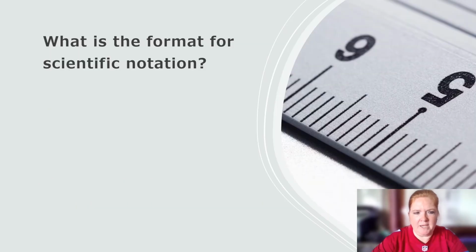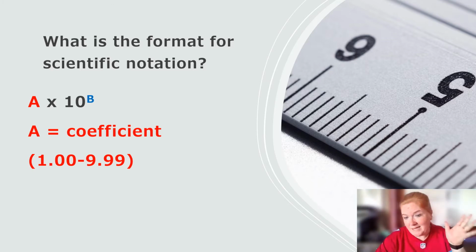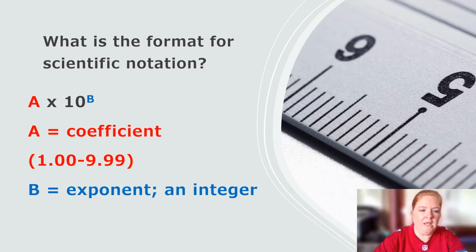So what's the format? Well, it's a times 10 to the b power. So a is a coefficient, so that means it's between 1.00 and 9.999. Essentially, the number to the left of the decimal has to be a 1 through 9. And then the b is an exponent, an integer, so a negative number like -3, a 0, or a positive number like 7.